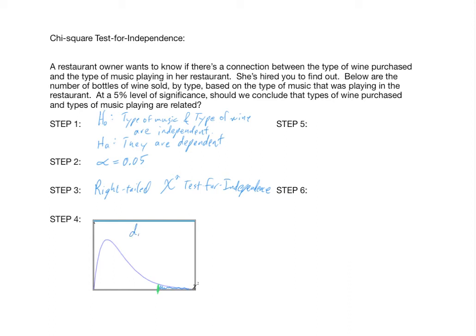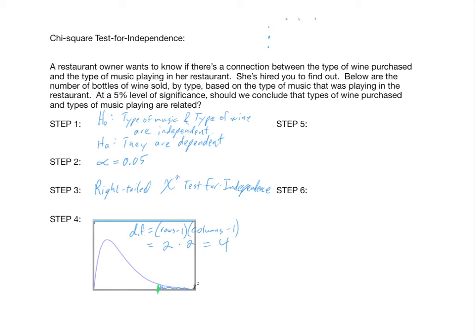The number of degrees of freedom is equal to the number of rows minus 1 from the contingency table times the number of columns minus 1 also from the contingency table. And if you can recall, there were 3 types of wine and 3 types of music. So it was a 3 by 3 table. So we had 3 rows. So 3 rows minus 1 would give us 2. And there were also 3 columns. 3 columns minus 1 would give you 2. So we've got 2 times 2 is equal to 4. So the number of degrees of freedom is 4.